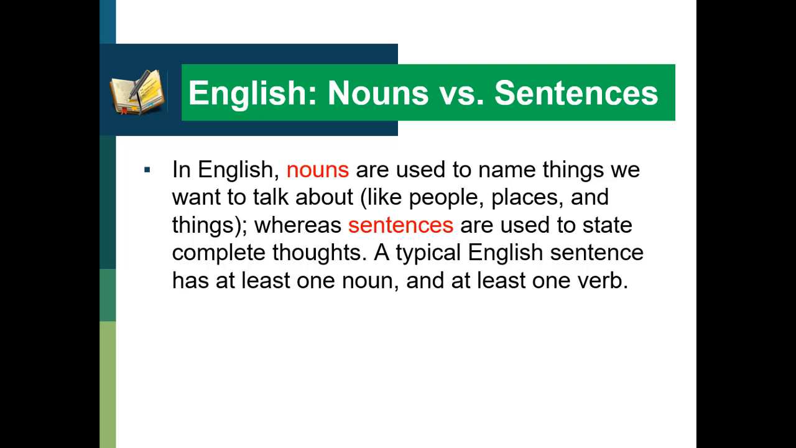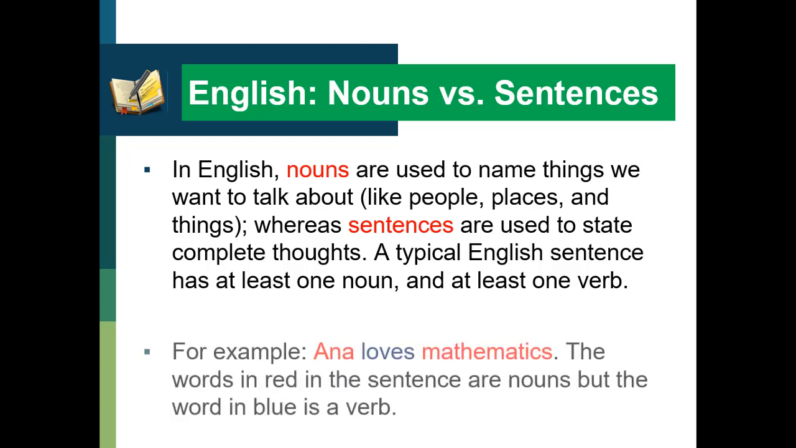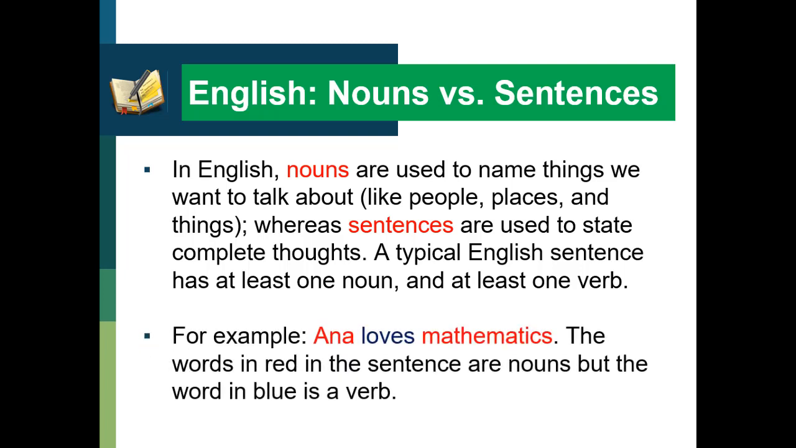In English, nouns are used to name things, of course, things that we want to talk about like people, places, and things, whereas sentences are used to state complete thoughts. A typical English sentence has at least one noun and at least one verb. For example, Anna loves mathematics. The words in red in the sentence are nouns, but the word in blue is a verb. So basically, Anna and mathematics are nouns. And Anna loves mathematics is a sentence because it's a complete thought.